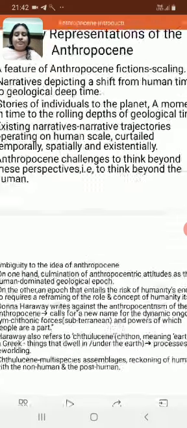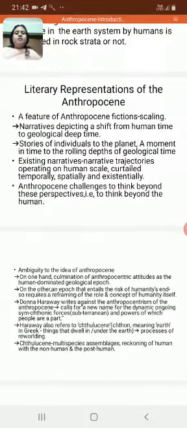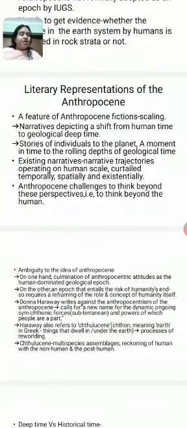And there is an ambiguity to this idea of Anthropocene. So all these are being dealt with under literary representations of the Anthropocene.